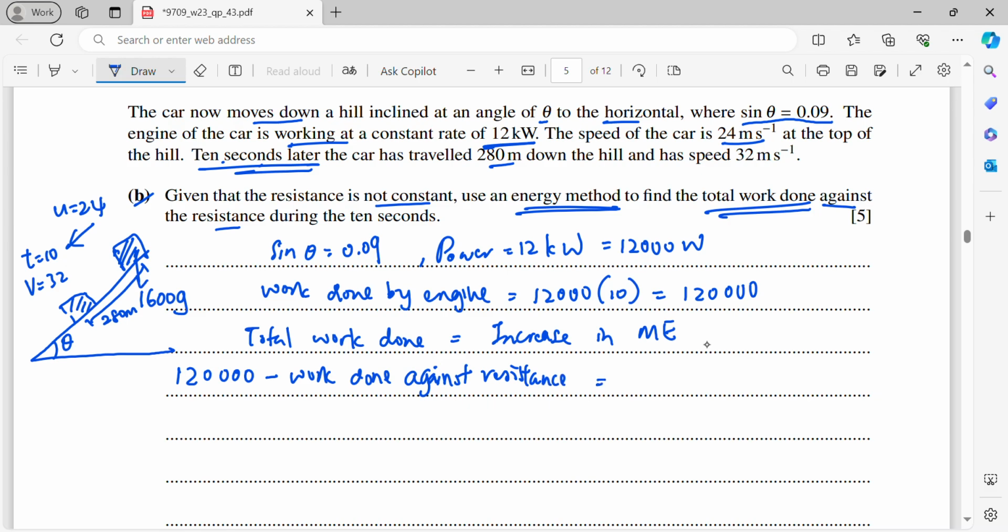Then the increase in ME, mechanical energy, is basically the increase in KE, kinetic energy, plus the increase in gravitational potential energy. So that means this is the increase in KE plus the increase in GPE, or you can just write PE. Okay, so from here I will say my work done against resistance.